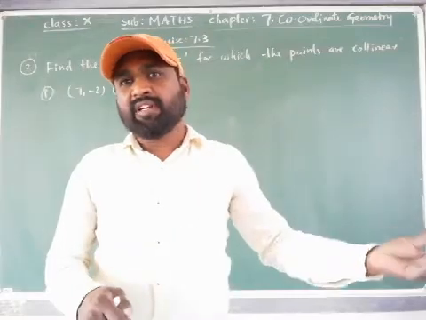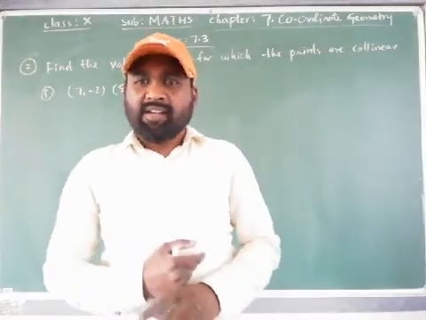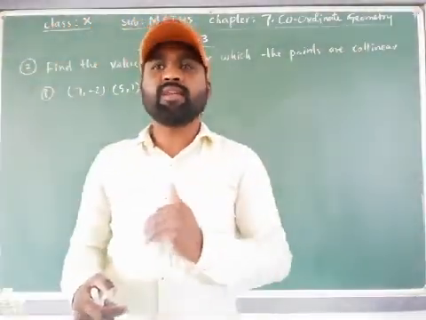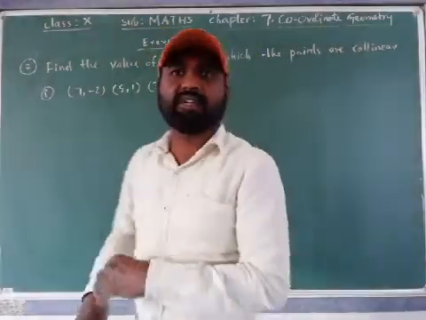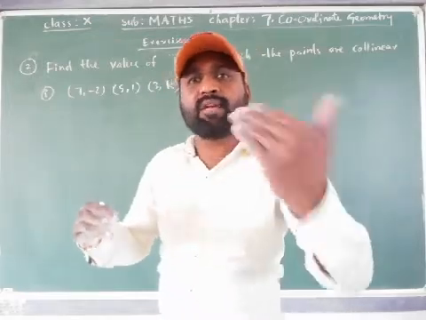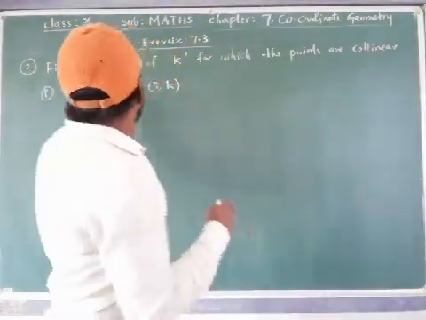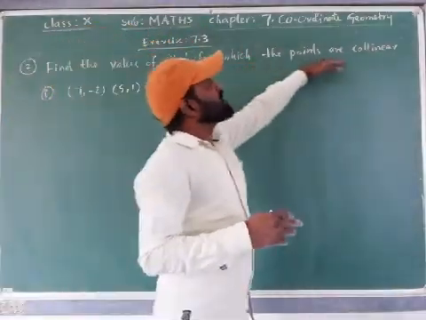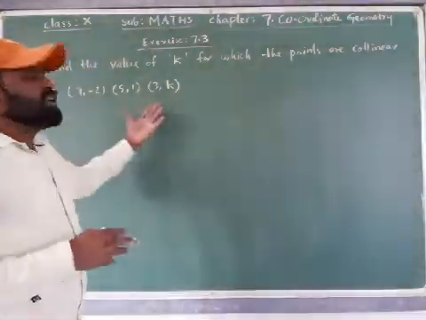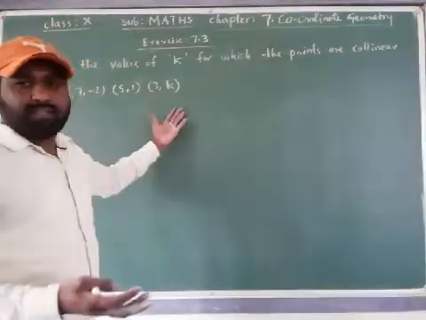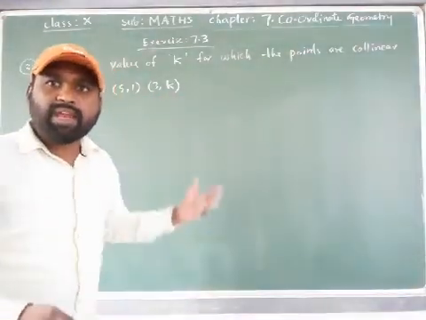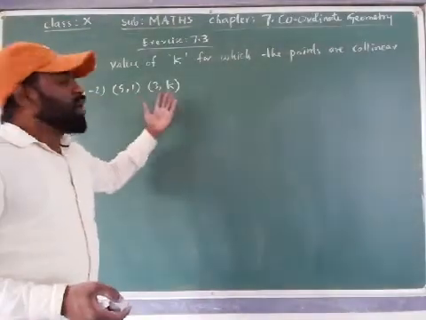That means the area of the triangle is nothing, 0. If these 3 points are collinear, the area of the triangle is 0, because these 3 points are the vertices of the triangle. If 3 points are lying on the same line, then only we can call them collinear. They already told that we need to find the value of k for which the points are collinear. That means the triangle formed by these 3 points is nothing. The triangle cannot form, so the area formed by these 3 points will be 0.